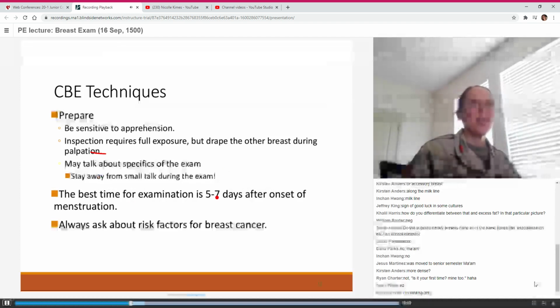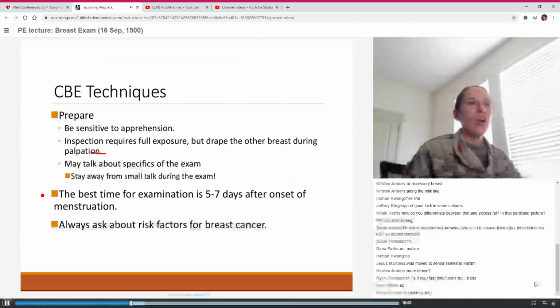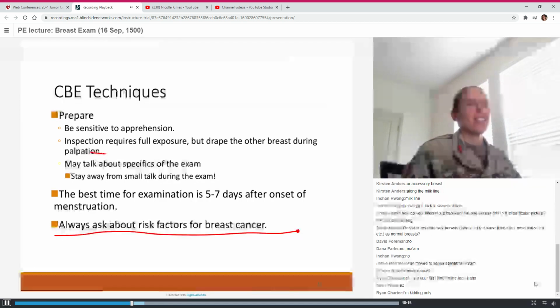So you keep them covered. You're going to hope that they came in after their menses, so their breast tissue is a little bit easier to discern, and then you're going to ask them about breast factors.